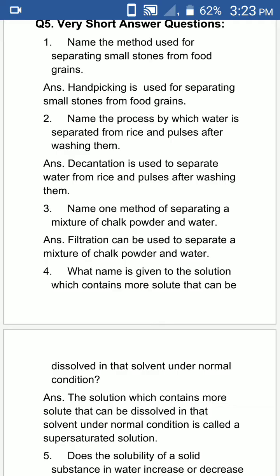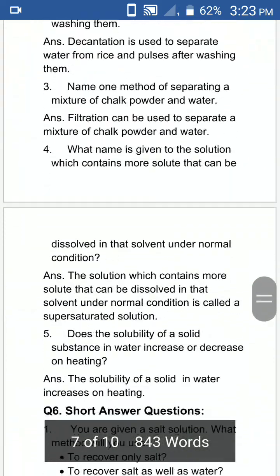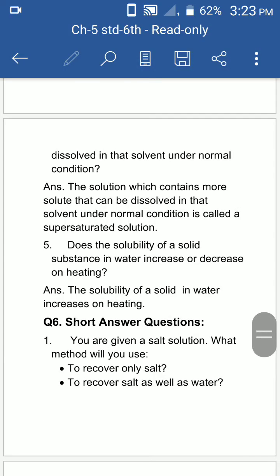Third, name one method of separating a mixture of chalk powder and water. Answer, filtration can be used to separate a mixture of chalk powder and water. Fourth one, what name is given to the solution which contains more solute than can be dissolved in that solvent under normal conditions? The answer is, the solution which contains more solute than can be dissolved in the solvent under normal conditions is called a supersaturated solution.